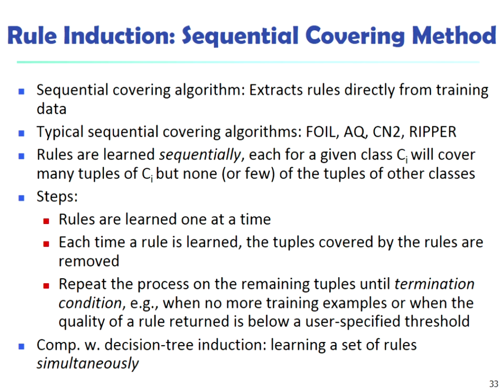So rules are learned one at a time. Each time a rule is learned, the tuples covered by the rule are removed. After that, we repeat the process on the remaining tuples until the termination condition: when there are no more training examples, or when the quality of a rule returned is below a user-specified threshold. This is the condition to stop the process. Any questions about rule extraction?